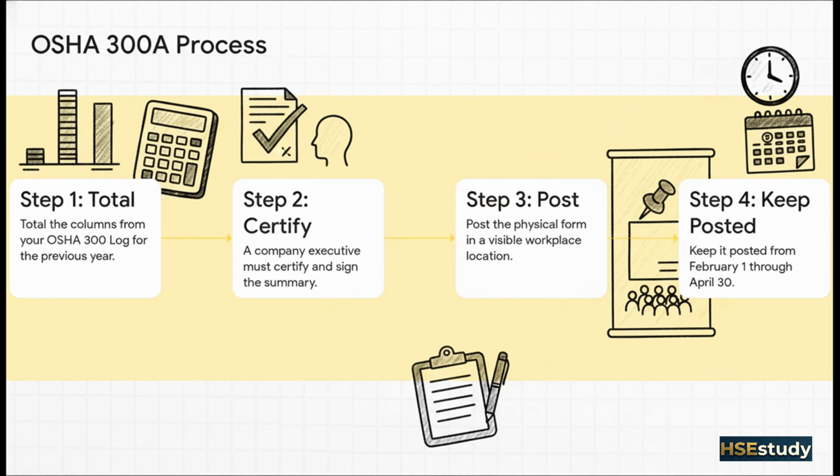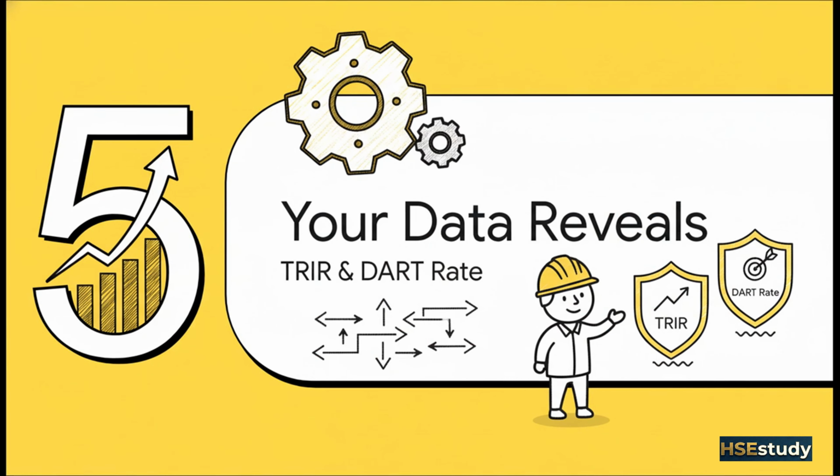And here's the critical step. You have to physically post this form somewhere everyone can see it, from February 1st all the way through April 30th. And yes, even if you had 0 incidents, you still have to fill it out with zeros, get it signed, and post it. So why does OSHA make you do all this?